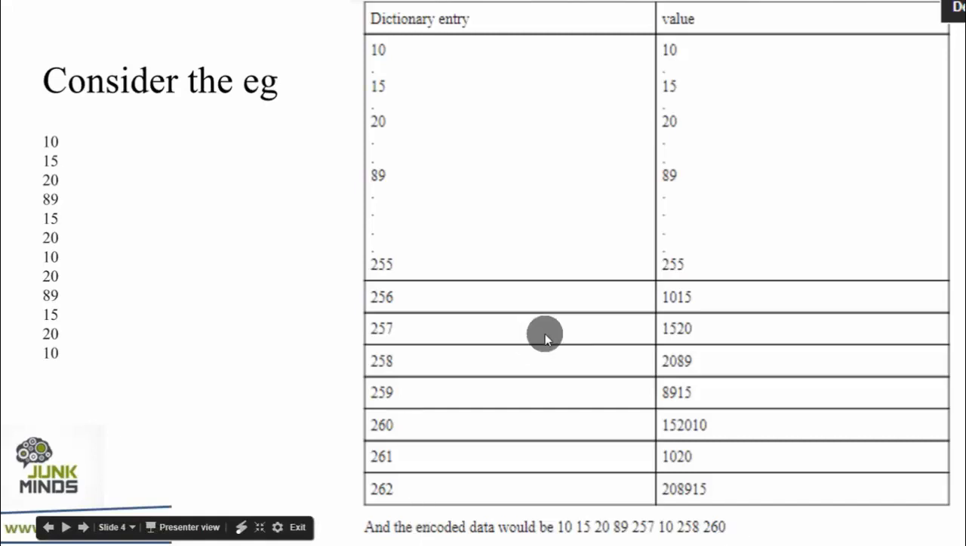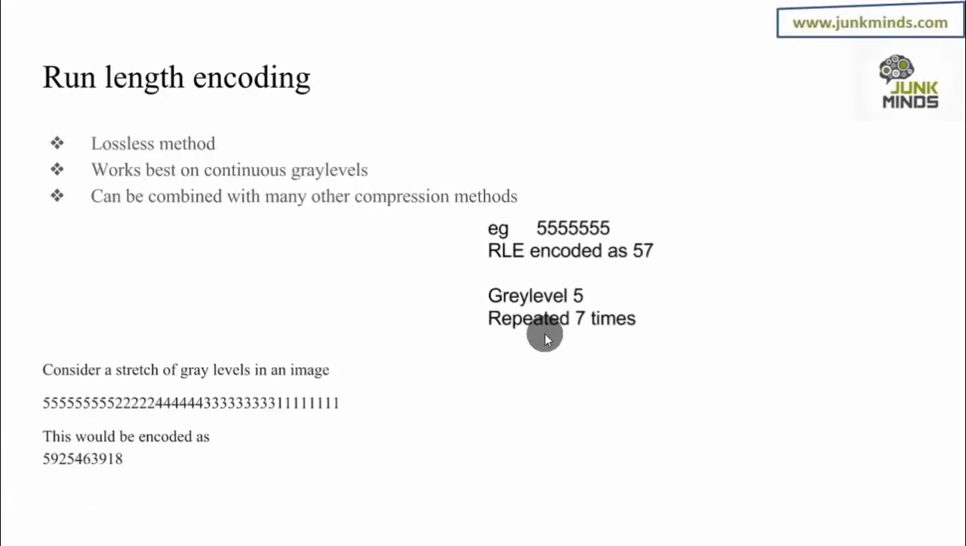So this is LZW. The next one is run length encoding. Run length encoding is a lossless method that works best on continuous gray levels. Consider, for example, 55555 55; the RLE encoding is 57, which means the gray level 5 is repeated 7 times. Consider a stretch of gray levels in an image as 555555555 and so on.